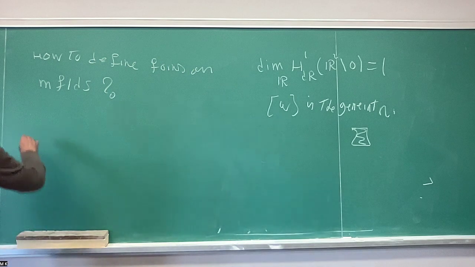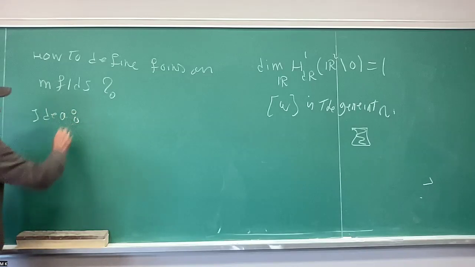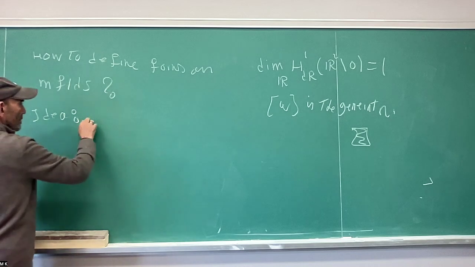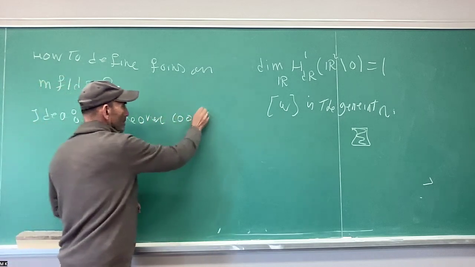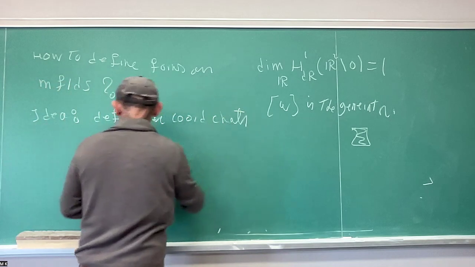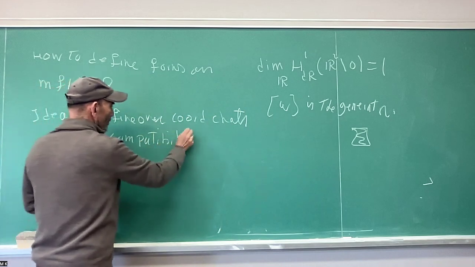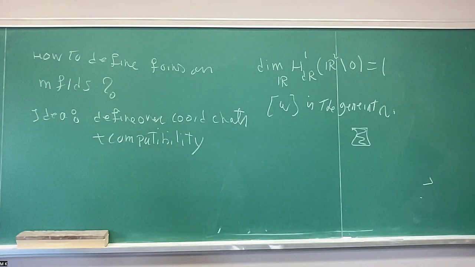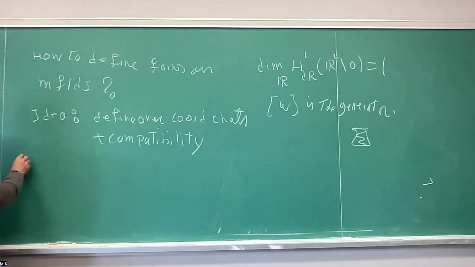One approach, the idea is that we define it in coordinate charts, but then we make sure that they are compatible. So define over coordinate charts plus compatibility. I have to give you what the idea is. To do that, we need a little bit of things. So recall.